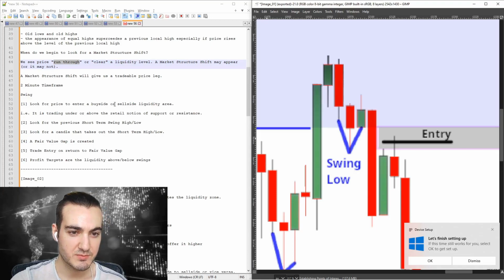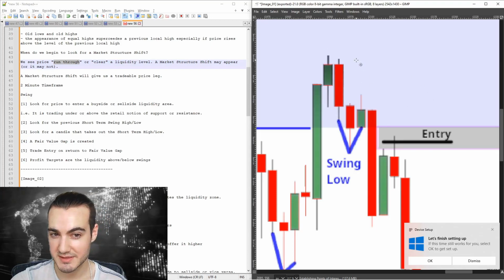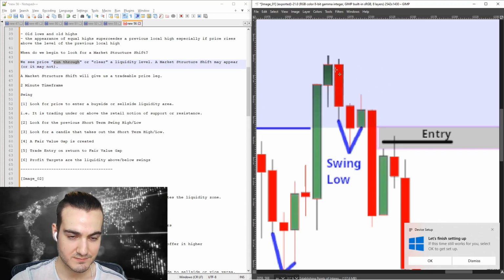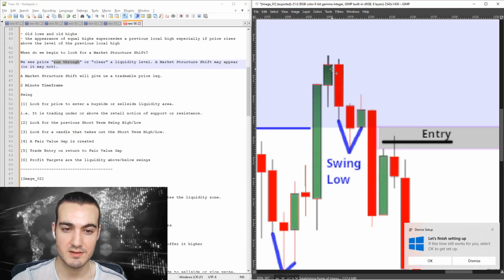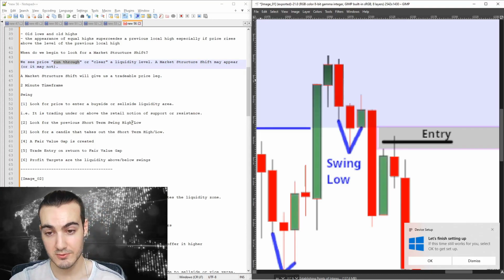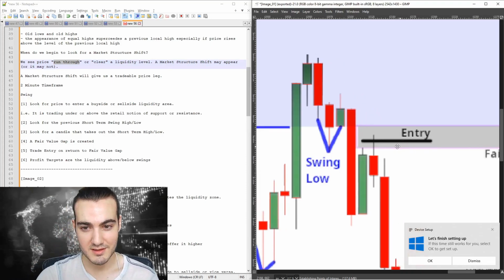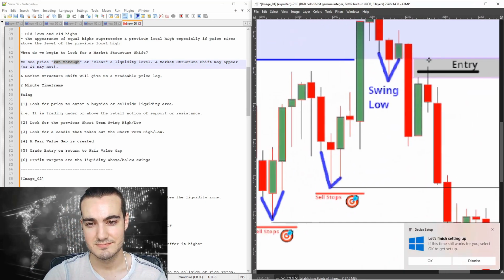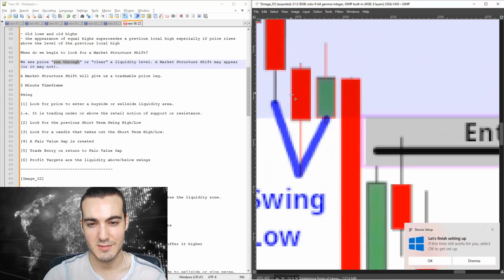Look for price to enter buy side or sell side liquidity area. In this case, it's entering the sell side liquidity area. Okay, it is trading above, in this case, it would be trading above the resistance. Look for the previous short-term swing high or low. This would be the swing low right here. Right? Yeah, I think so.